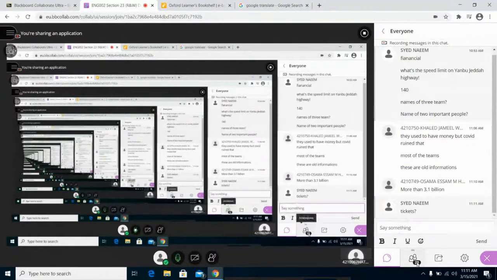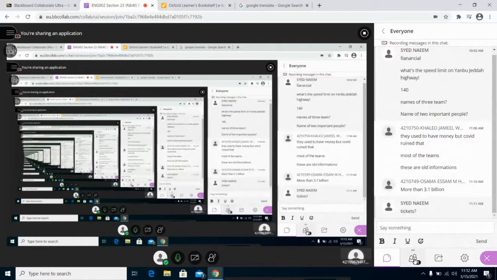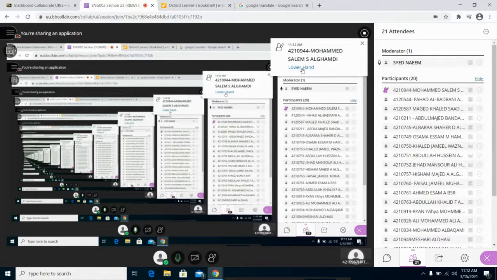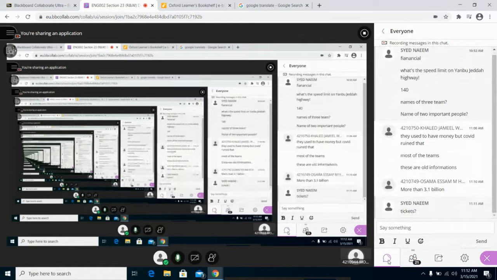Yes, any boy? Osama, can you tell me what are tickets? Yes, Muhammad Al-Ghamdi? Yeah, ticket means when you watch the game in the stadium, you have to go there and pay money. So when you pay money to watch the game, they will give you a ticket. Okay? So that is a ticket.